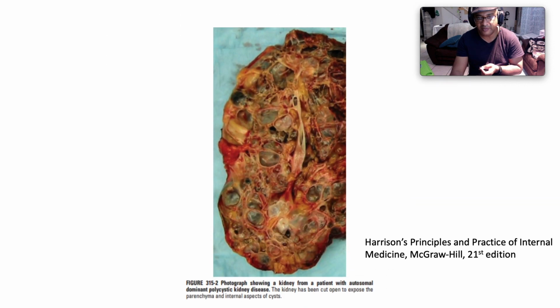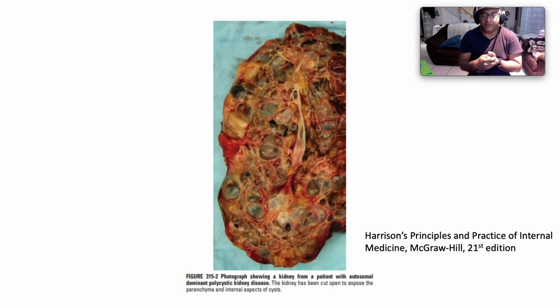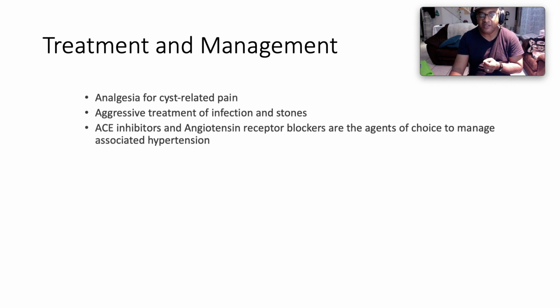This is what multiple cysts in the kidney look like. A photograph showing kidney from a patient with autosomal dominant polycystic kidney disease. The kidney has been sliced open to expose the parenchyma and the internal aspects of the cysts. Guys, how are we going to treat and manage this?